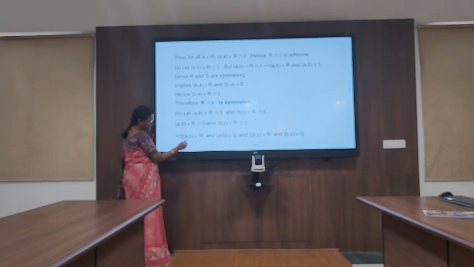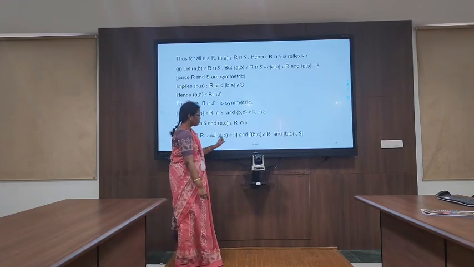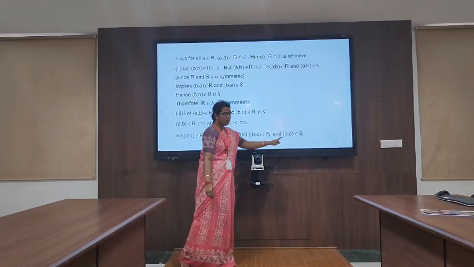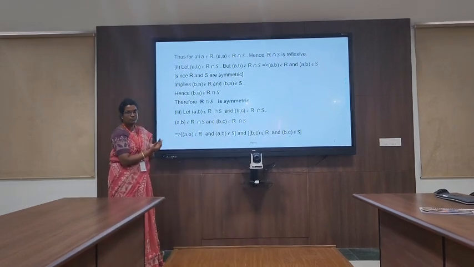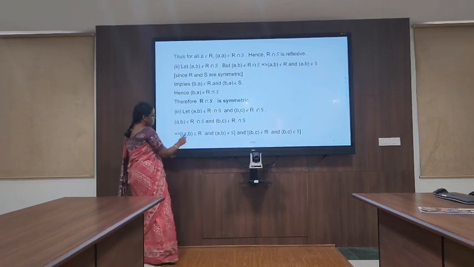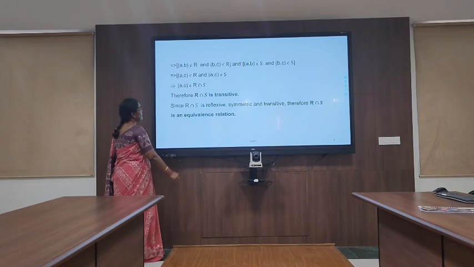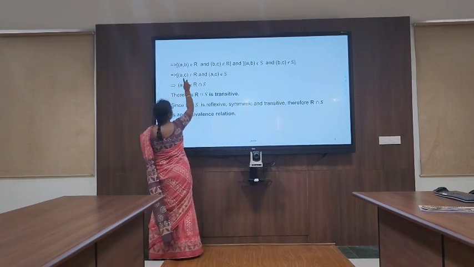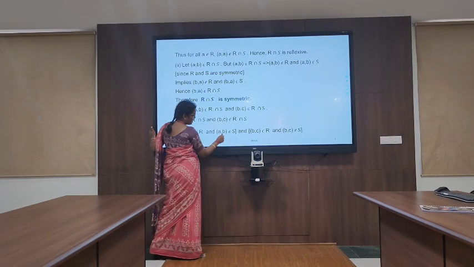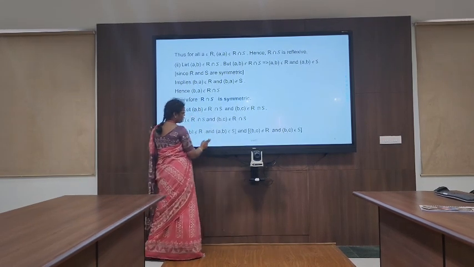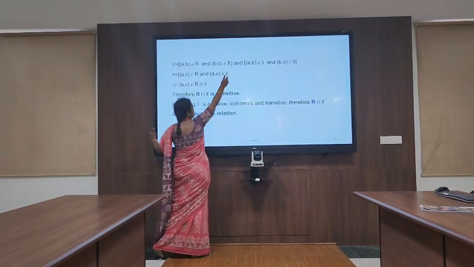So we can split the elements like this. A, B belongs to R, A, B belongs to S. B, C belongs to R and B, C belongs to S. So now we try to combine the elements of R and combine the elements of S now. So A, B belongs to R, B, C belongs to R. As R is transitive, it implies A, C belongs to R. The same, we combine the elements of S now. A, B belongs to S, B, C belongs to S, A, C belongs to S because S is already transitive.